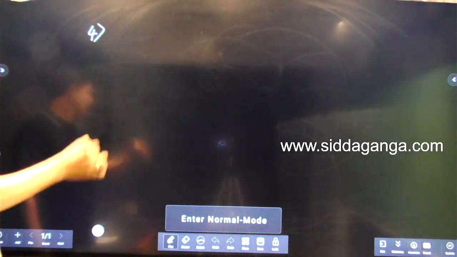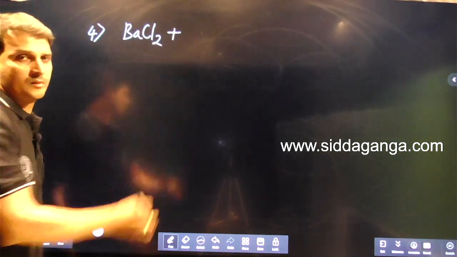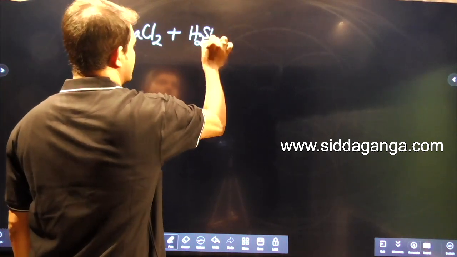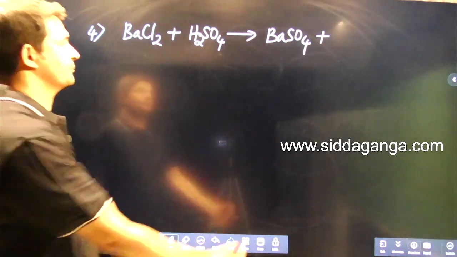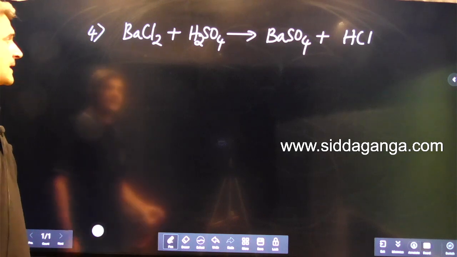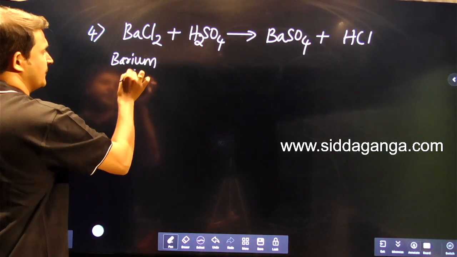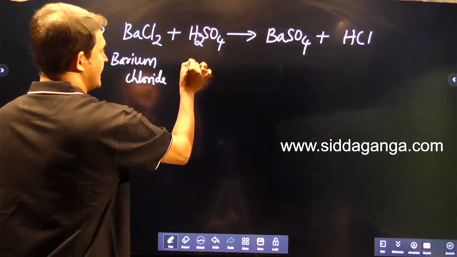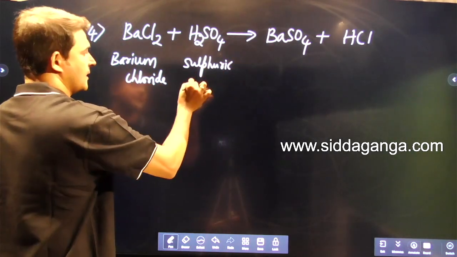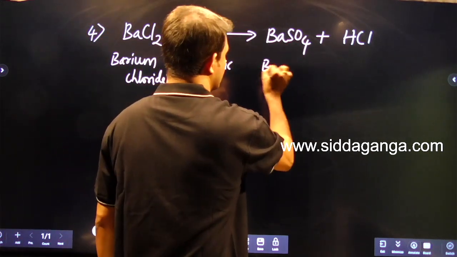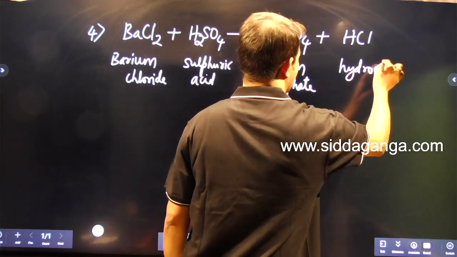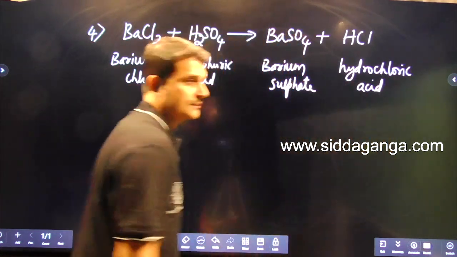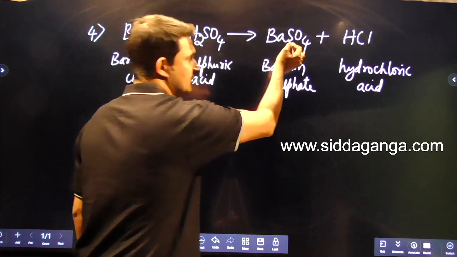Let's take the next example, the fourth one. Barium chloride plus sulfuric acid, H2SO4, gives barium sulfate, BaSO4, plus HCl. So the reaction between barium chloride and H2SO4, the king of acids, which is sulfuric acid, gives rise to barium sulfate and HCl, which is nothing but hydrochloric acid. Barium chloride plus H2SO4 gives rise to BaSO4 plus HCl.